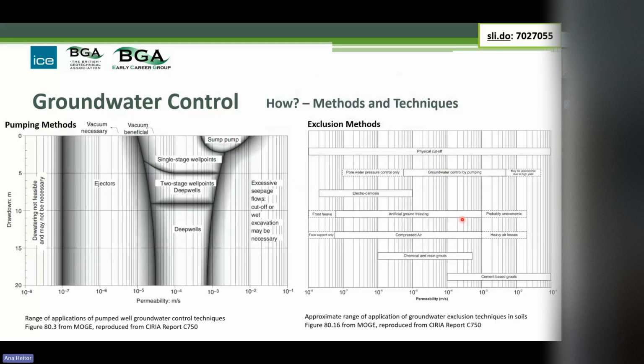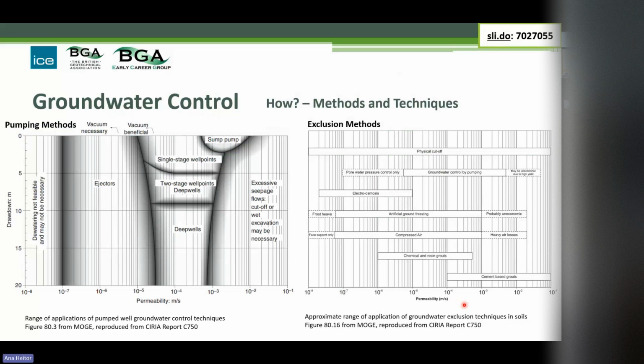And my final point is that the various detailed techniques to apply both pumping methods and exclusion methods are not interchangeable. Particular pumping methods and particular exclusion methods only work in certain types of ground conditions, at certain depths, and in certain types of permeability. This diagram here is from CIRIA Report C750, and that's the range of application of pumped well methods on drawdown and permeability, and this is exclusion methods against permeability.